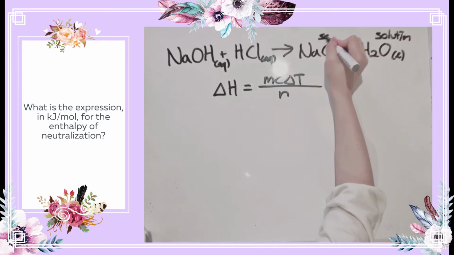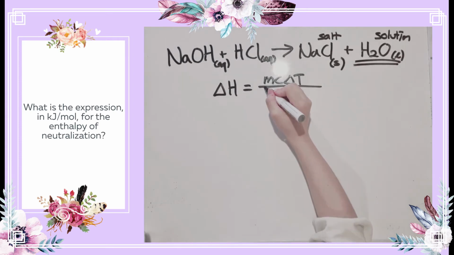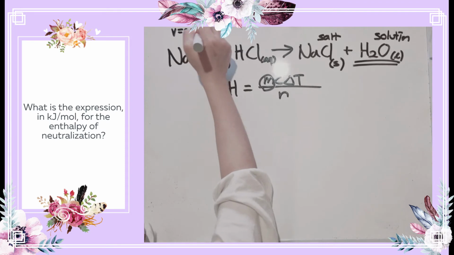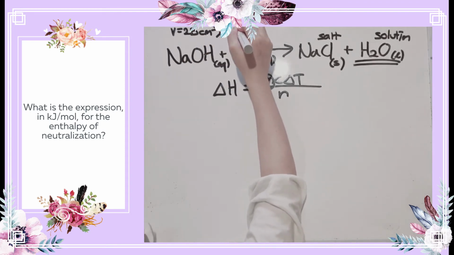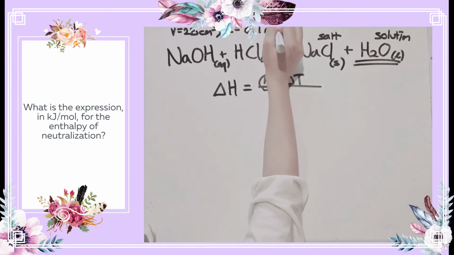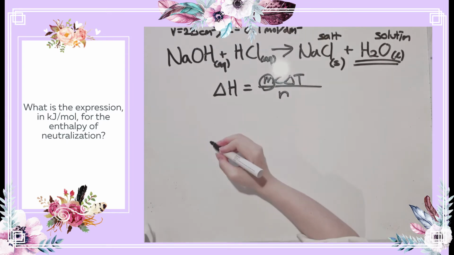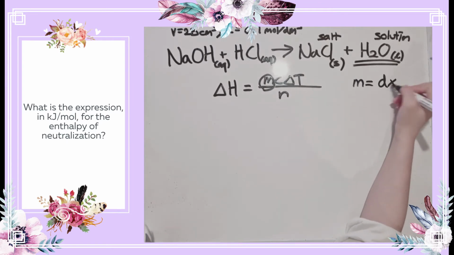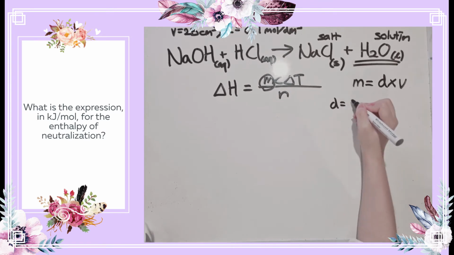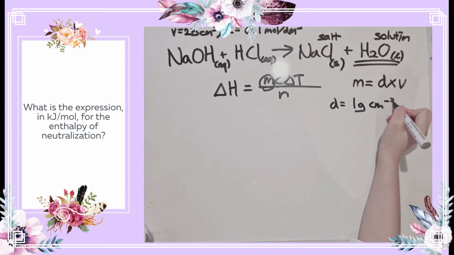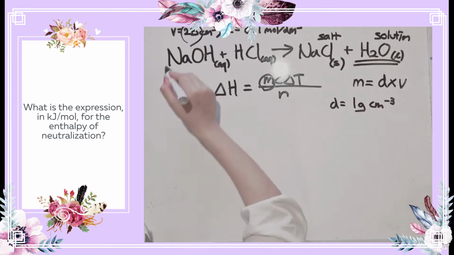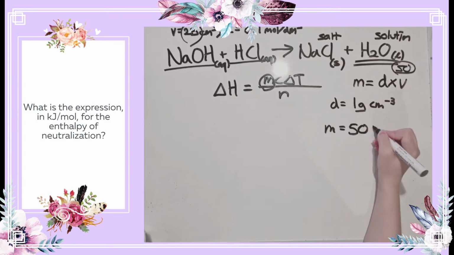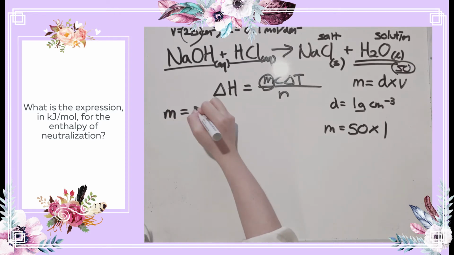Now, for the mass, we know that the mass of the product is the combination of the reactants. We have 25 centimeter cubed of sodium hydroxide and 25 centimeter cubed of hydrochloric acid as well. And as we know that mass is equal to density times volume, total volume, and we're given in the question that density is 1, hence the product mass is 50 times 1, 50 gram.